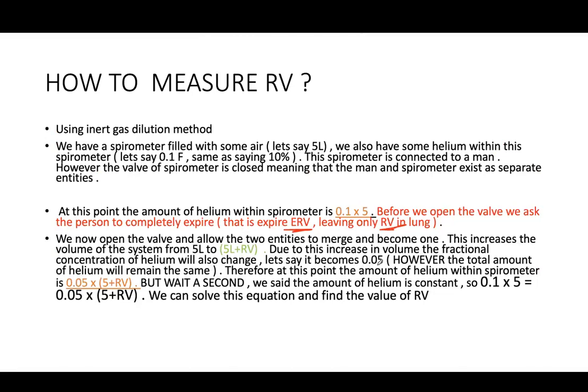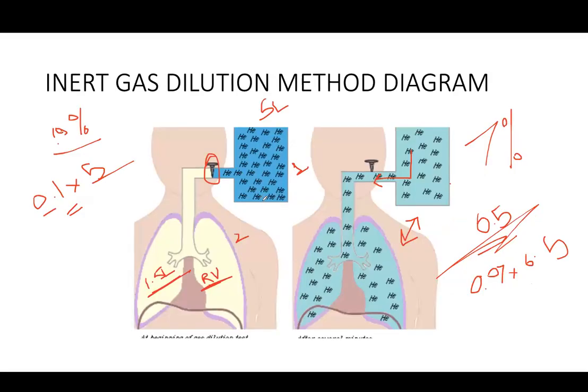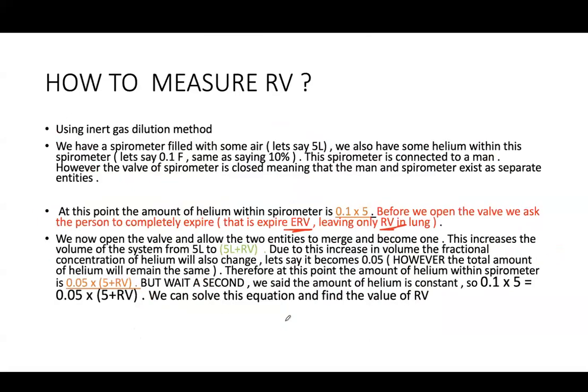Let's say it becomes 0.05 from 0.1. However, the total amount of helium will remain the same. So the amount of helium molecules by themselves don't change. They remain the same, but the concentration changes, because you're increasing the volume, right? Concentration, if you remember, is the volume of something divided by the total volume. So the concentration of helium is the amount of helium divided by the total volume of all the gases. So if you're increasing the total volume of the gases from 5 liters to 5 liters plus the residual volume, the concentration is going to decrease, right?